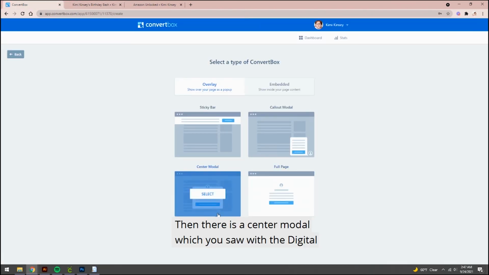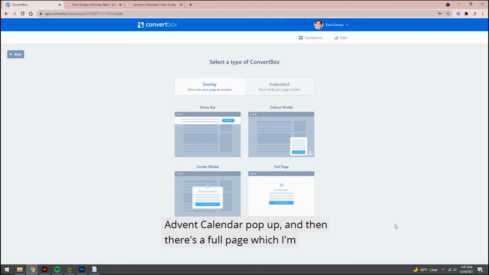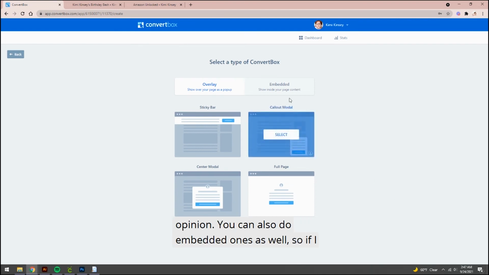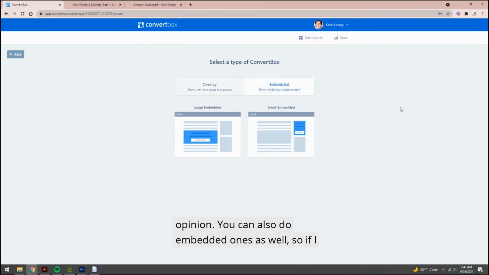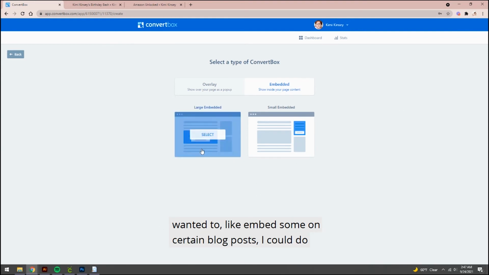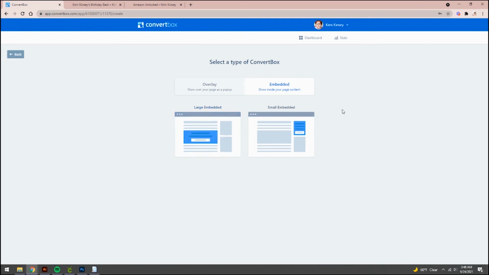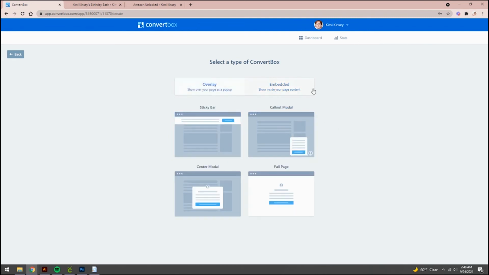Then there is a center modal, which you saw with the digital advent calendar pop-up. And then there's a full page, which I'm not super a fan of. I think it gets in the way, but that's my opinion. You can also do embedded ones as well. So if I wanted to embed some on certain blog posts, I could do that. Or in my sidebar, but I typically use the overlay ones, to be perfectly honest.